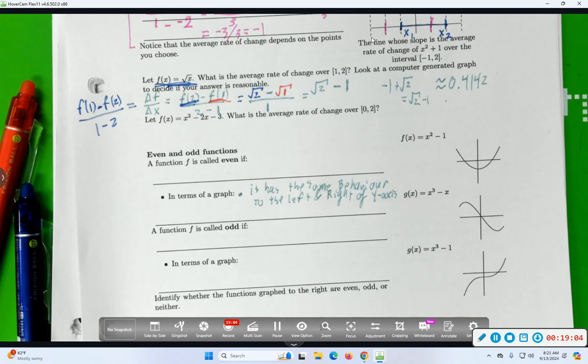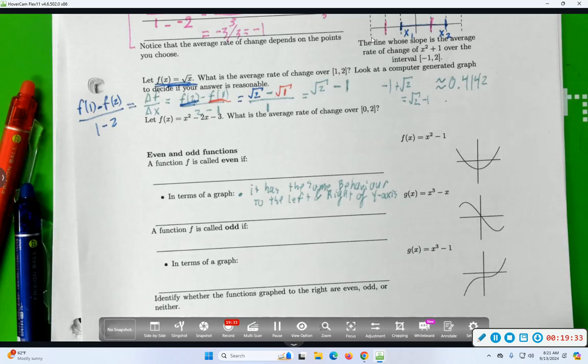Let's classify them. First one, does that look like it's even or odd? Just by looking at that graph. Does it do the same thing on either side of the y-axis? Cool, that should be even. Second one, does that do the exact same thing on either side of the y-axis? No, it looks like it does the opposite thing. Not even. Bottom one, does it do the same thing on either side of the y-axis? Cool, also not even. Let's write down a formal definition.